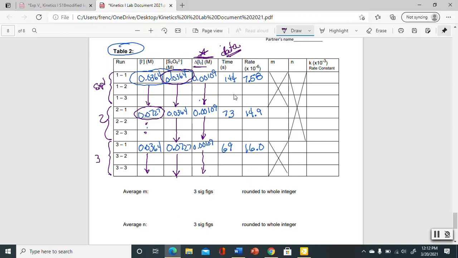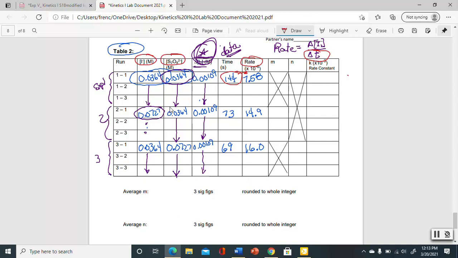Now, remember, rate is equal to the change in the concentration of iodine, which is right here, divided by the change in time, which is right here. So when we divide these two, that's the rate I got. Okay? So now what are we going to do with this? We have our rates, we have our concentrations. So now we have a table that we can actually use to determine our M and N, the exponents for iodide and the exponent for persulfate.